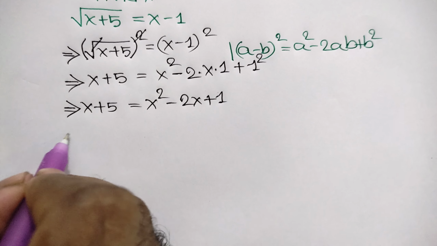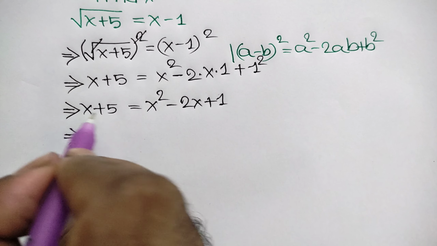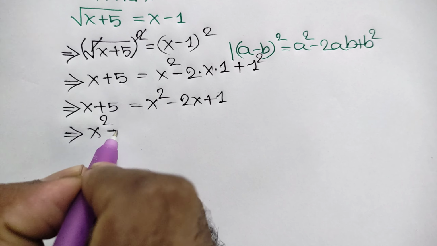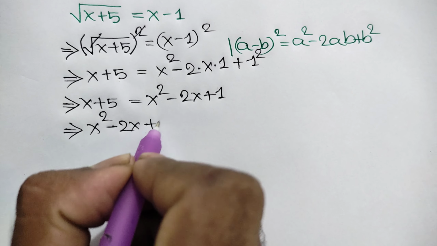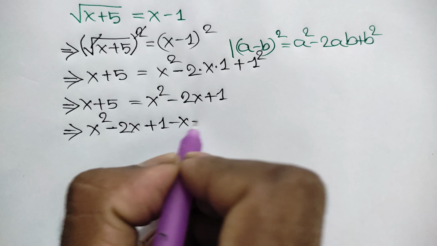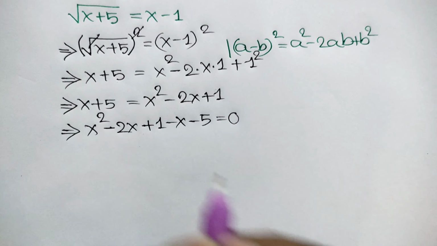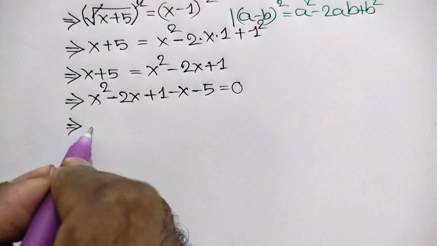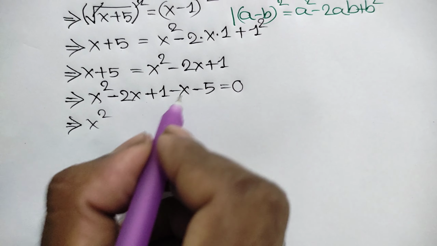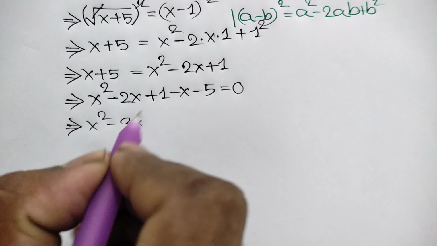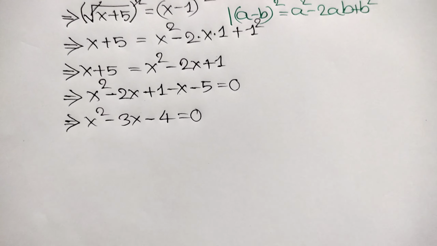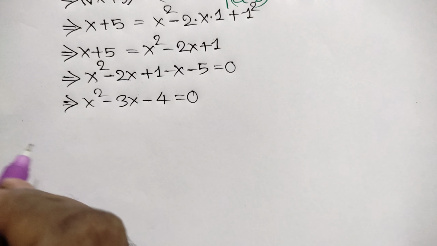Now taking this x plus 5 to the right side and changing sign, we can write x square minus 2x plus 1 minus x minus 5 is equal to 0, or x square minus 2x minus x is minus 3x plus 1 minus 5 is minus 4 is equal to 0. Now this is a nice quadratic equation.